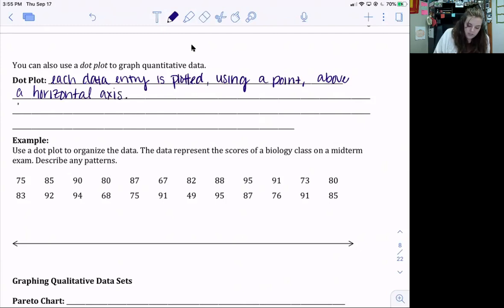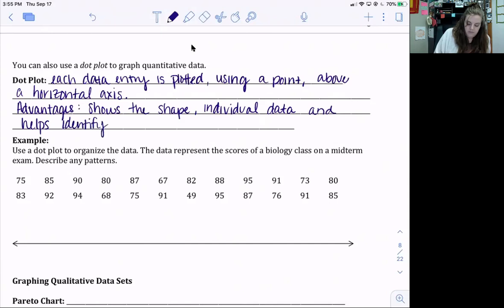Okay, so the advantages here, again, it shows the shape. Shows individual data. And again, helps identify outliers. Okay. My personal disadvantage with dot plots is they're just very tedious to make.